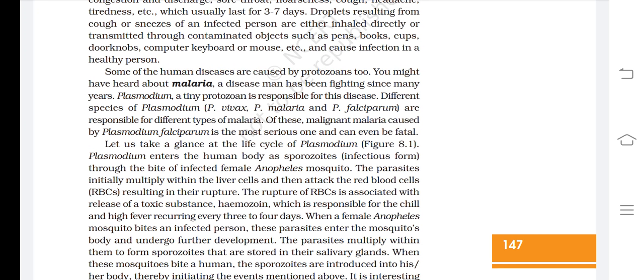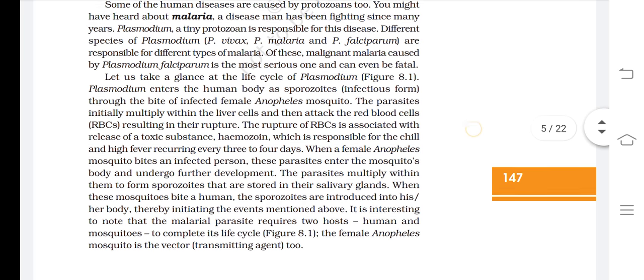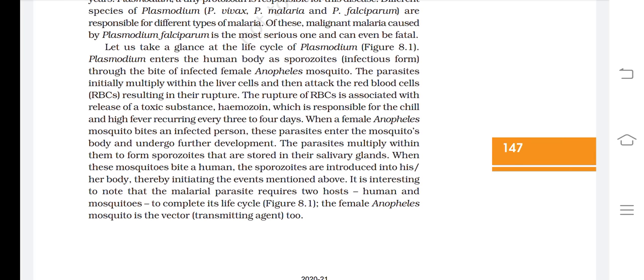When a female Anopheles mosquito bites an infected person, these parasites enter the mosquito's body and undergo further development. The parasites multiply within them to form sporozoites that are stored in their salivary glands. When these mosquitoes bite a human, the sporozoites are introduced into his or her body, thereby initiating the events mentioned above. It is interesting to note that the malarial parasite requires two hosts, human and mosquito, to complete its life cycle. The female Anopheles mosquito is the vector or the transmitting agent too.